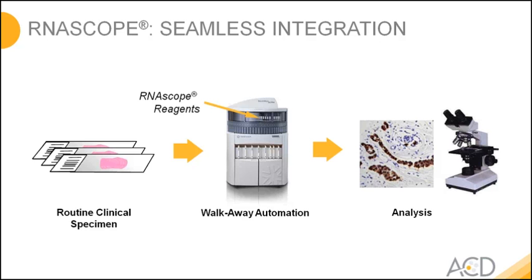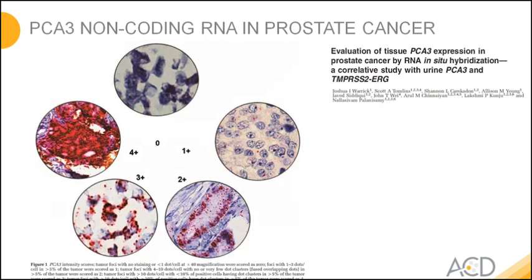When you are able to create such huge amounts of data from many samples, then you have to deal with the next question: how can I assess all those samples? How can I interpret all the images? So one way to interpret them and do the data analysis is a scoring that you know from IHC. So in this example, we score a PCA3 non-coding RNA in prostate cancer, and the scoring goes from 0 to +4, just like in IHC.